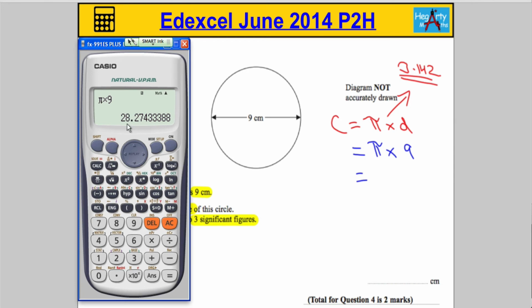That's okay. I'm going to convert it by pressing the SD button into a decimalized answer. So we get 28.2743338. It asked me to give the answer to 3 significant figures. So I need 28.3.